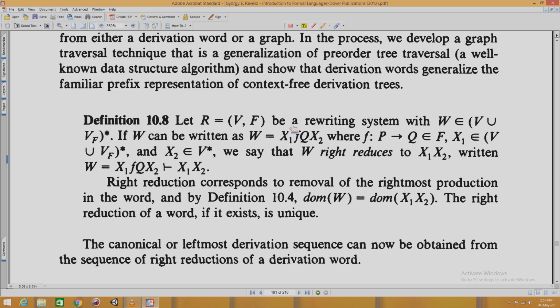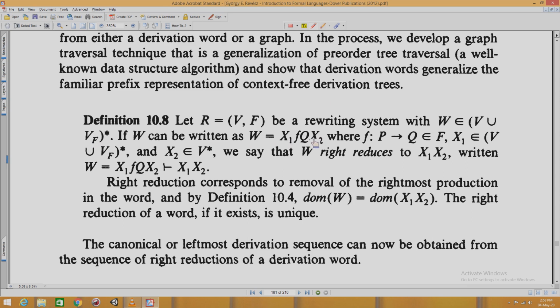Now we move ahead. Let R be a rewriting system with W belonging to (V union F) star. What does this mean? W is a word which can contain elements from V. Elements from V are variables and terminals, and it can contain elements of F also. F is a set of all the productions, and these productions are taken up by their names. So this W is a string containing variables, terminals, or production rules. When I say production rule, it is a name of the production rule, like F1, F2, F3, etc. If W can be written as W equal to this, this is a string.